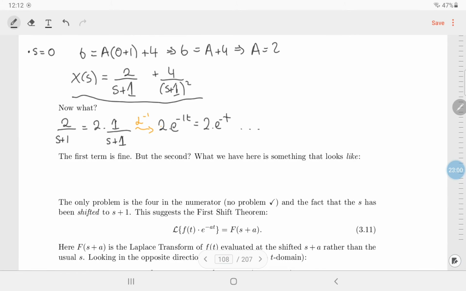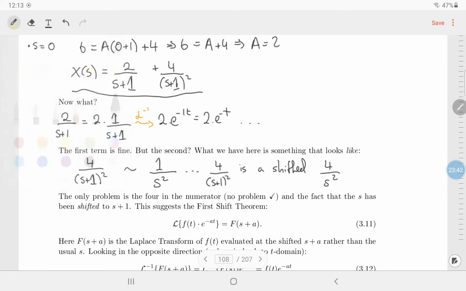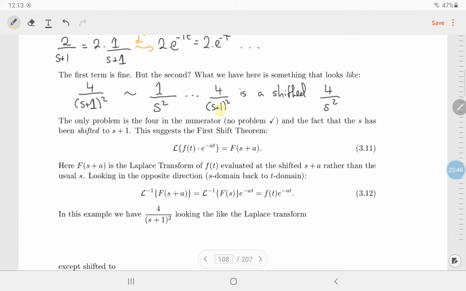Okay, so the 4 over s plus 1 squared, the thing it looks most like is actually 1 over s squared. The 4 isn't really a problem, and the s has been shifted. So what this actually is, the 4 over s plus 1 squared, is a shifted 4 over s squared. So what's the shifting about? Instead of s, you have s plus 1. Okay, and then we can use the first shift theorem.